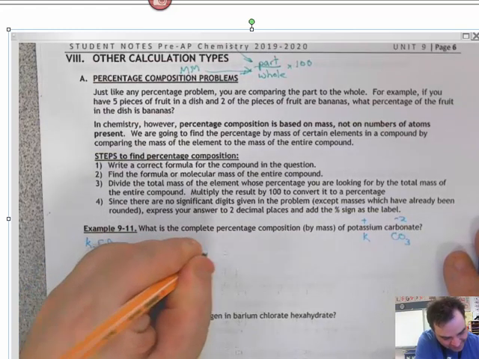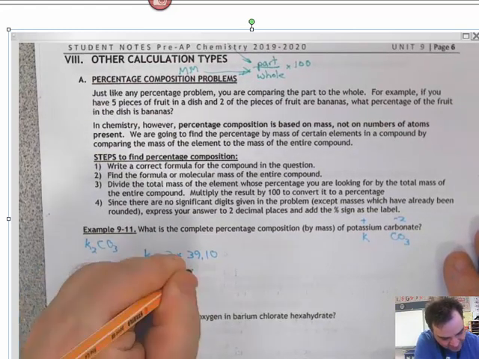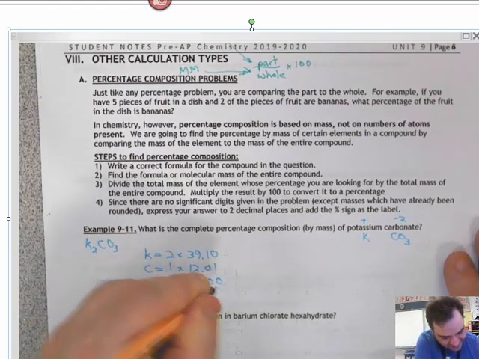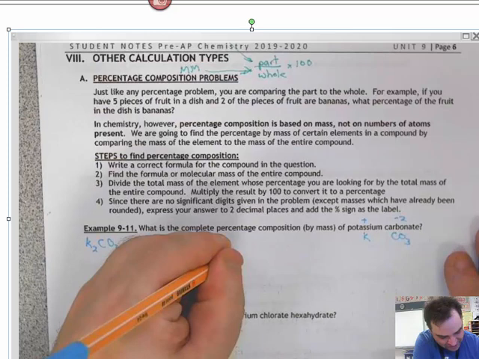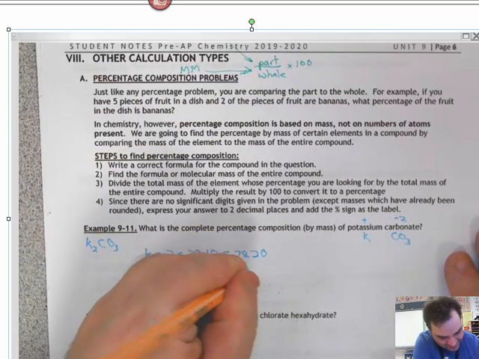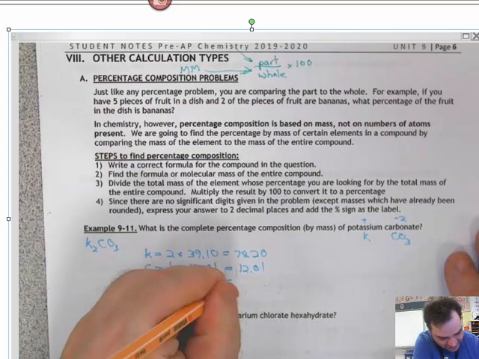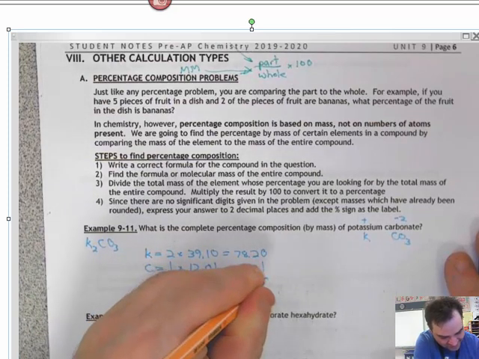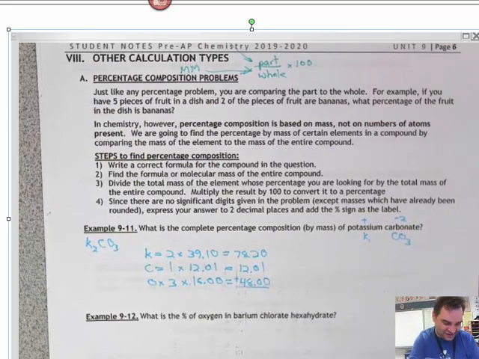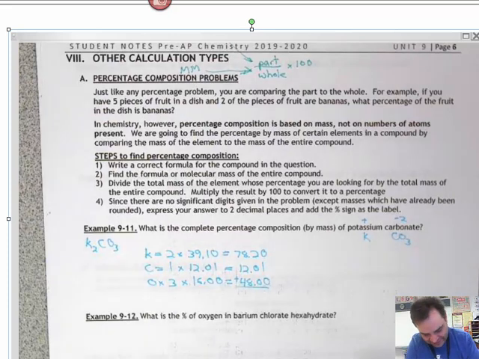Potassium is 39.10. Carbon is 12.01. Oxygen is 16.00. This should be 78.20. This should be 12.01. This should be 48.00. You add those all together, and I have no idea what it is because I never wrote it down.